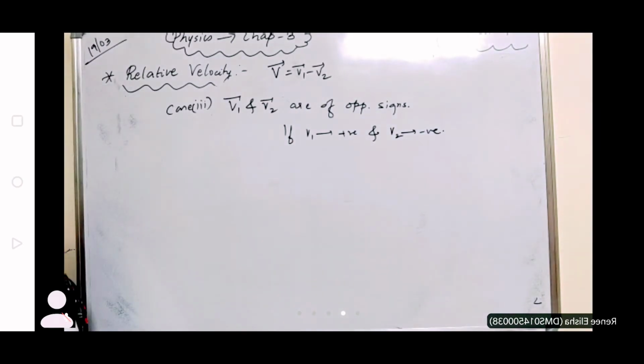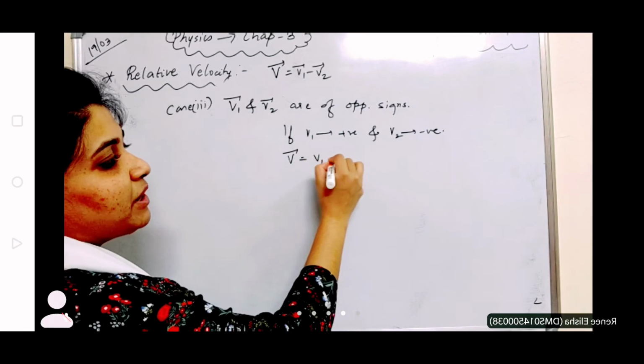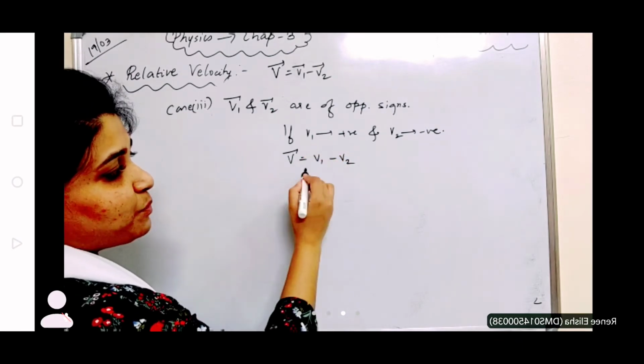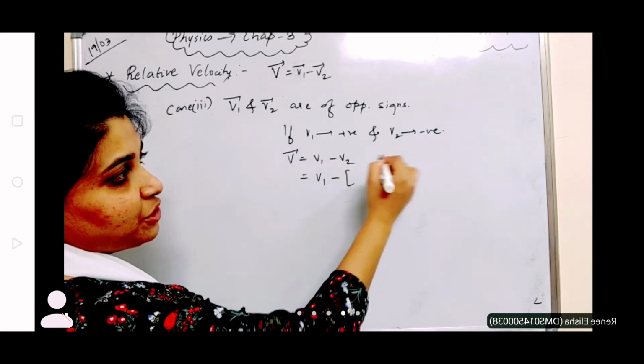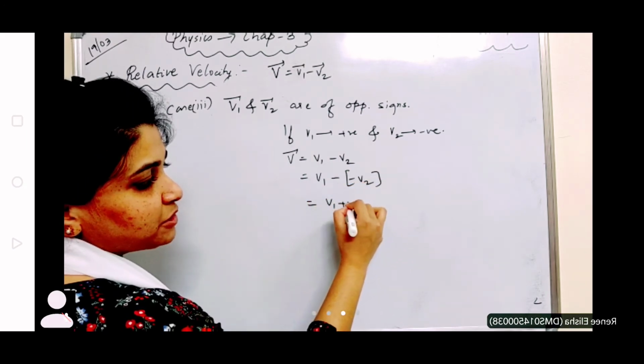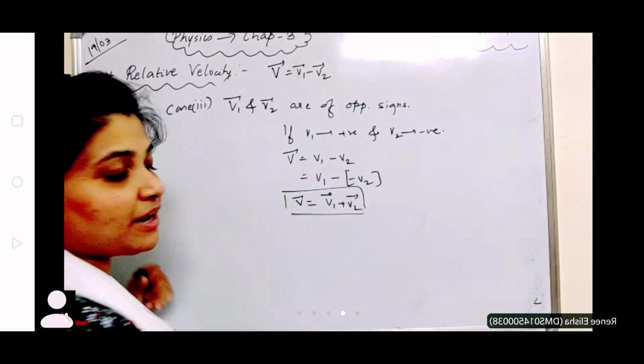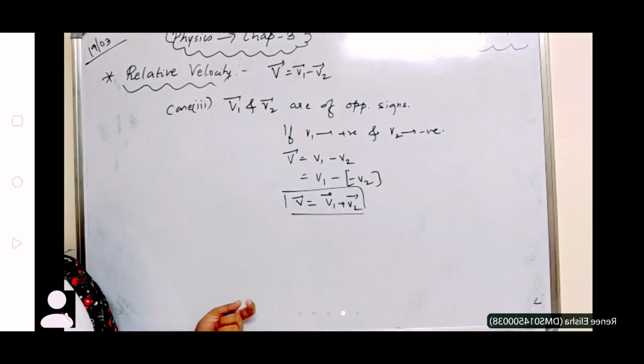What will happen here? Now, we all know that V is equal to V1 minus V2, right? So V1 is positive, minus V2 is negative, minus of V2. So it will become V1 minus into minus plus V2, right? Yes? V1 plus V2 we will get. So this is nothing but the two objects again meeting at a point.